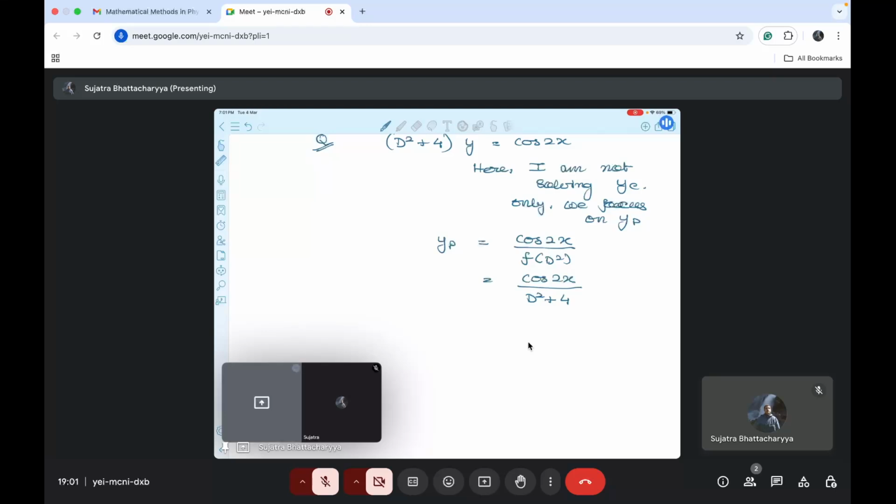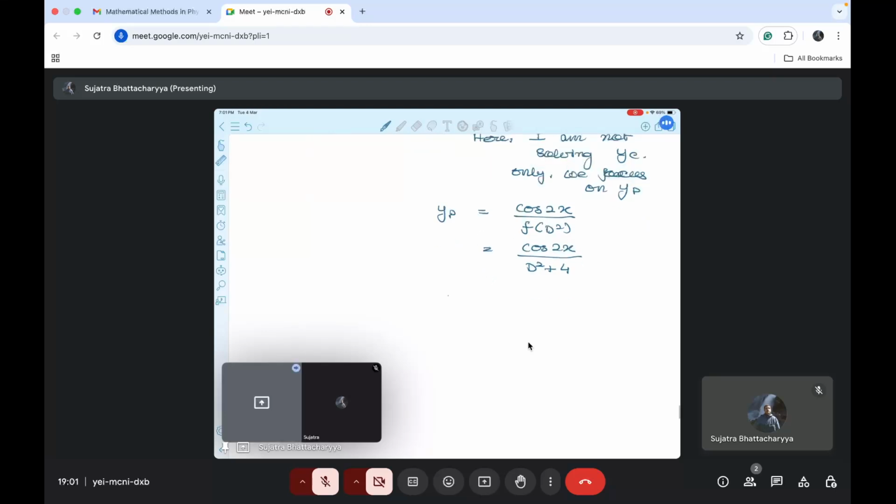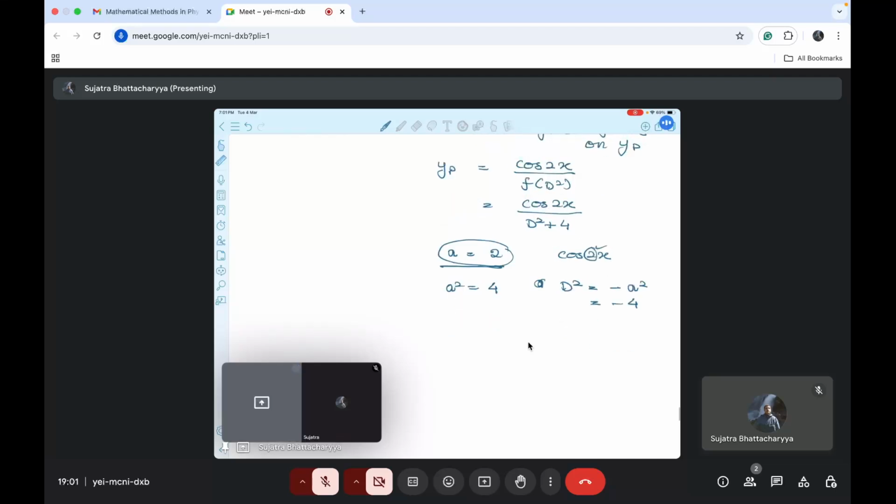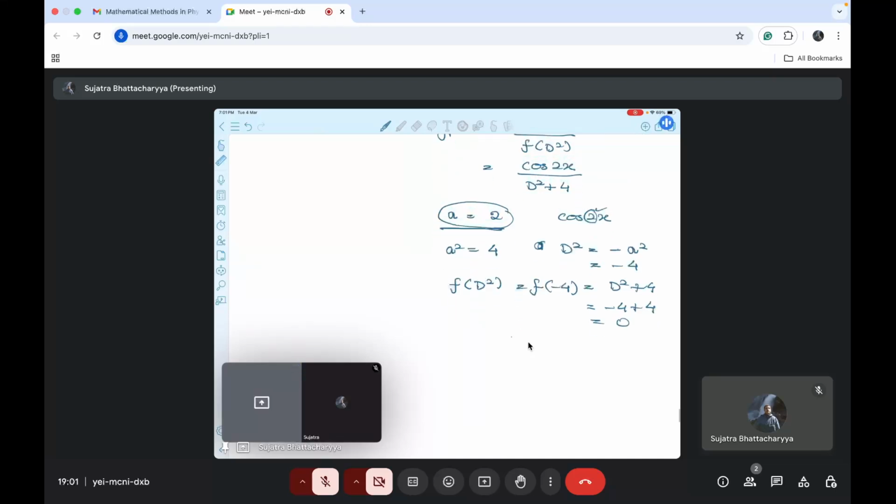Okay. So now what is your a here? 2, right? Because you have cos of 2x. So a is equal to 2, so a square will be equal to 4. D square will be equal to minus a square, so it will be minus 4. If this is true, then f of d square, which is equal to f of minus 4, is d square plus 4, which is nothing but minus 4 plus 4, which is equal to 0. Therefore, f of minus a square is equal to 0.